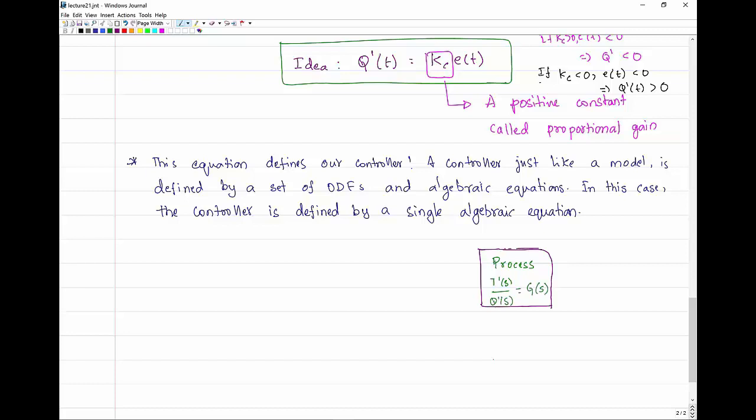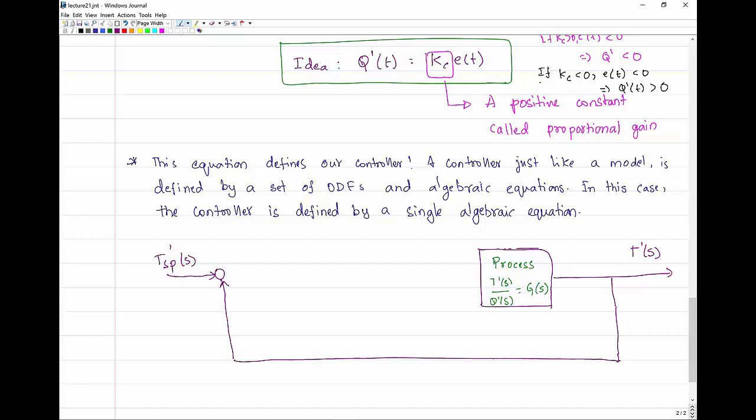Now what I would like to do is, we have derived an expression for a control algorithm. We can put everything we have done so far together and create what is called a closed loop system. The process: we have already derived a transfer function for the process. T over Q is going to be equal to some transfer function G of s.